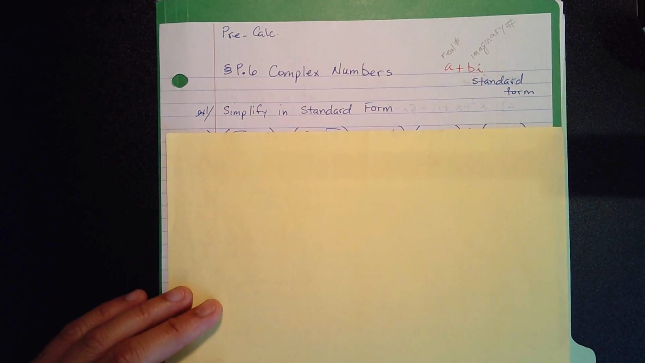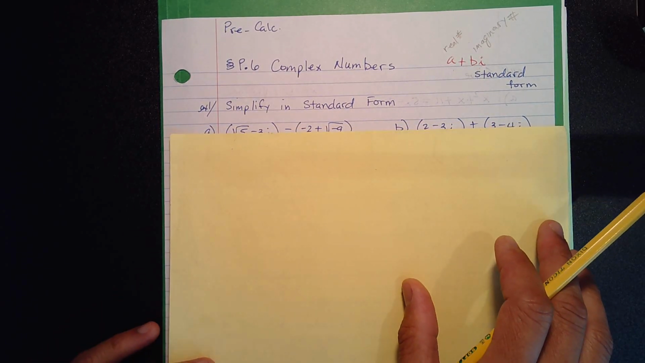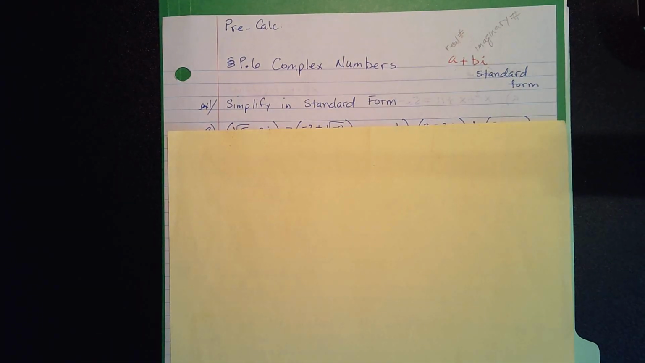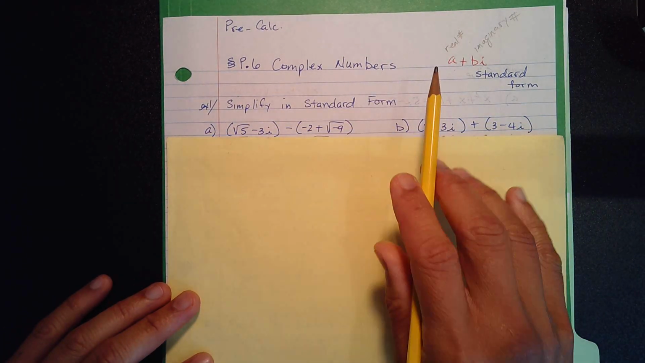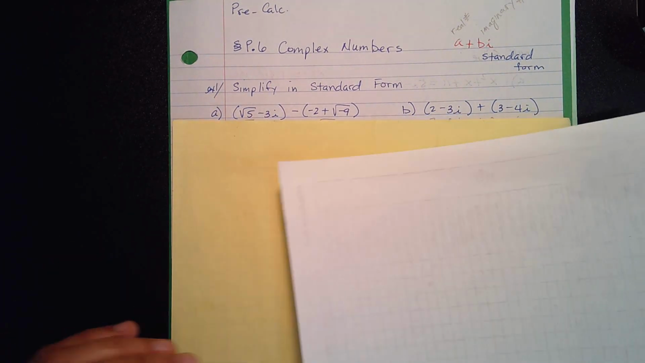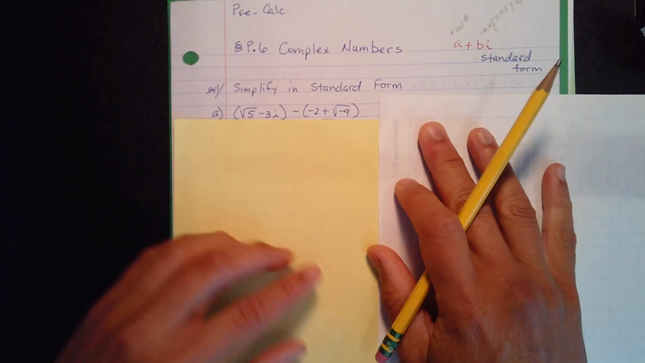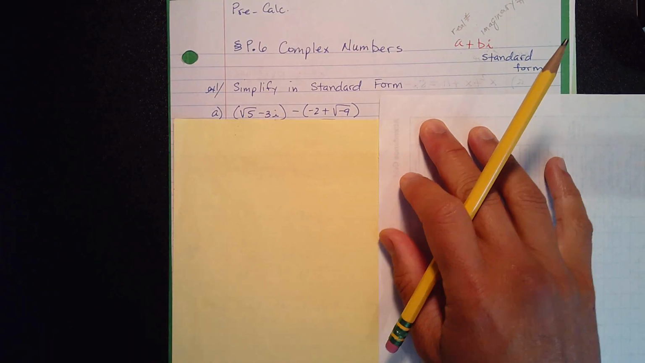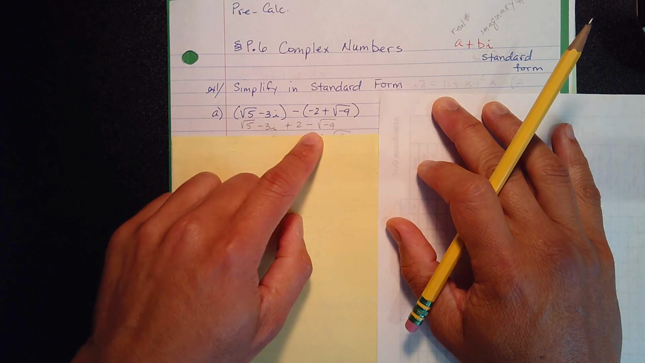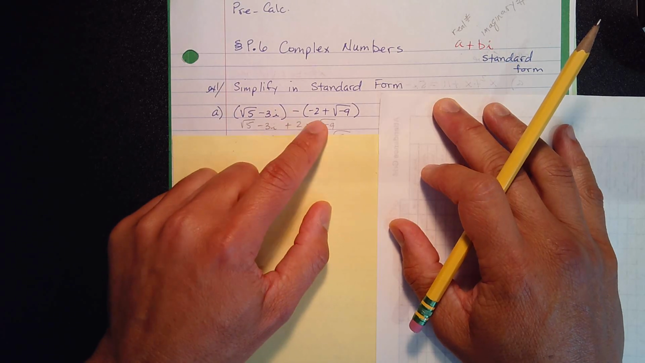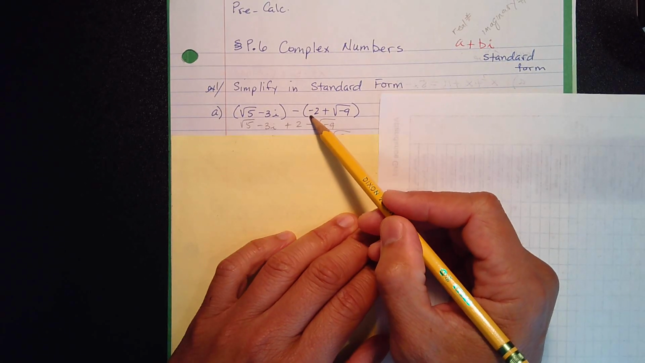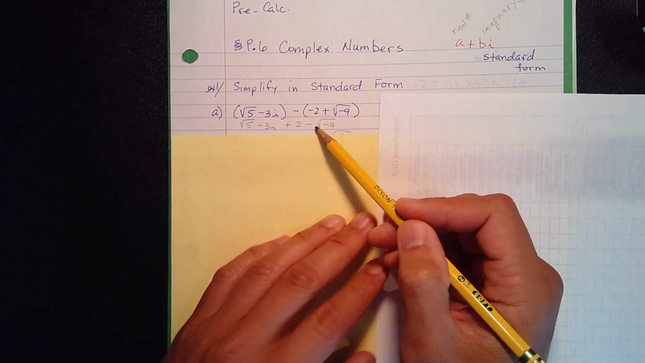Alright, example 1 says simplify in standard form. So let us do example 1 part A. What we're going to do here is distribute this negative. So when we distribute the negative, this is now positive 2, negative 9. Whenever you have a negative in front of the parentheses, everything in the parentheses becomes the opposite. Opposite of a negative is a positive, opposite of a positive is a negative.